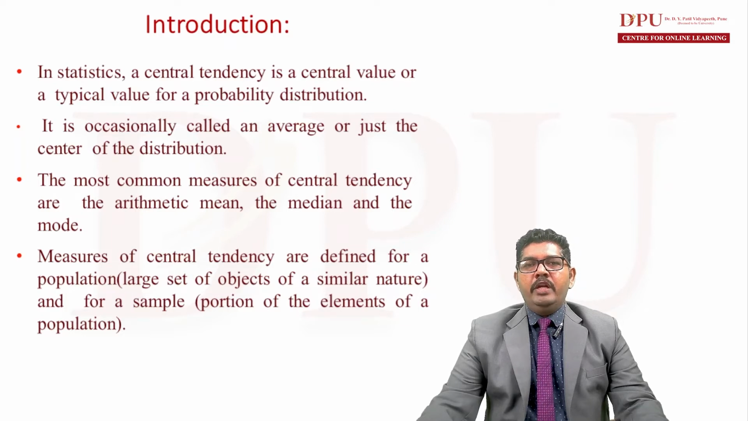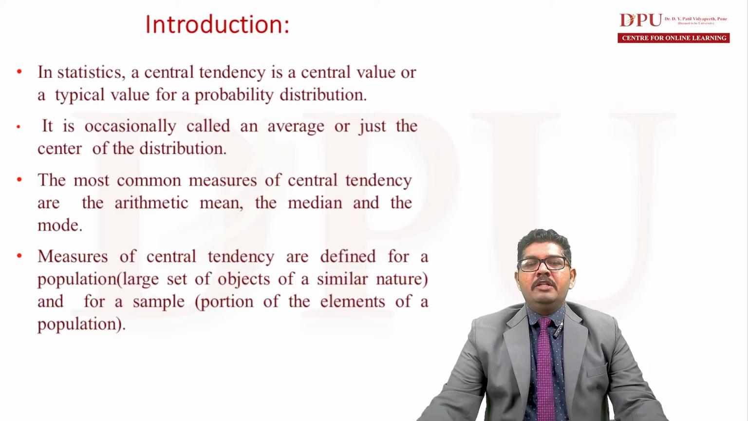So when we have data and we try to find out the center of that data, a single representative value which will be centrally located, either geometrically or by some mathematical method, is the measure of central tendency. The most common measures of central tendency are the arithmetic mean, median and mode. So these are the most common measures of central tendency.